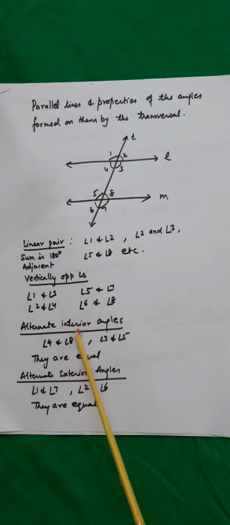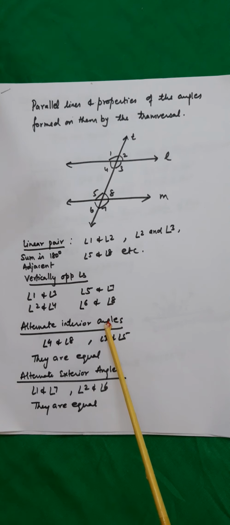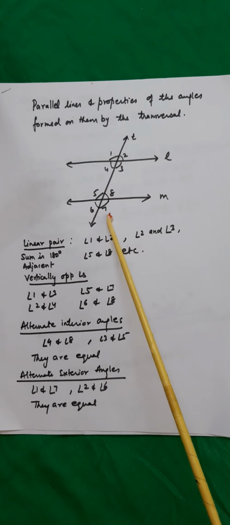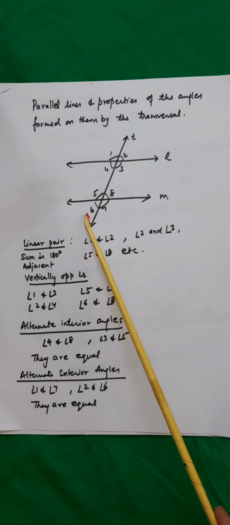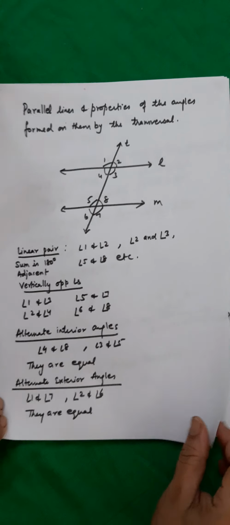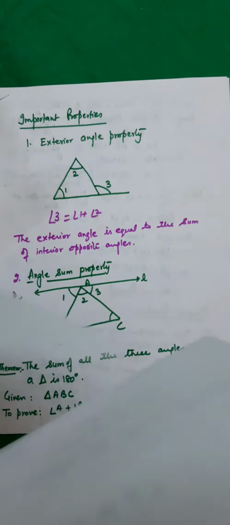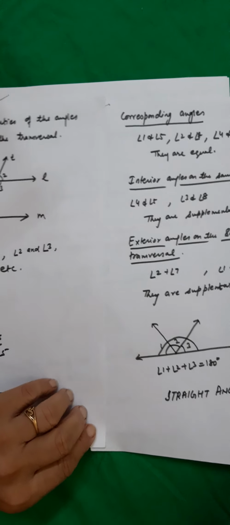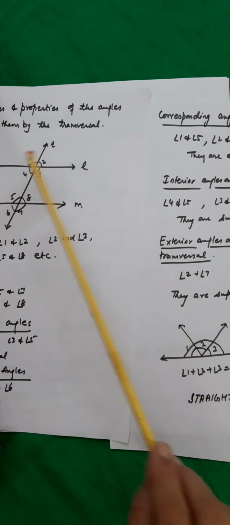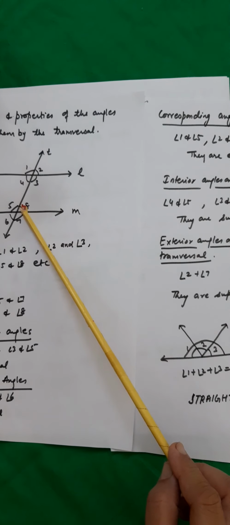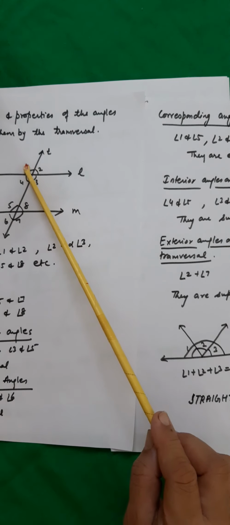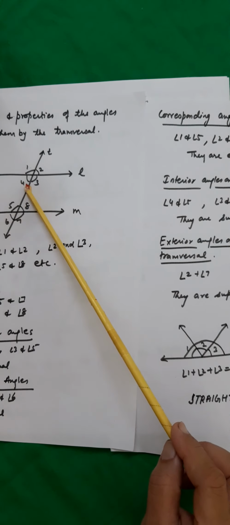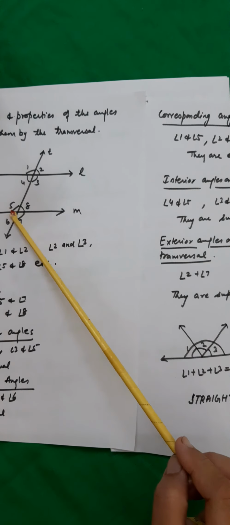Now if there exist alternate interior angles, then there must be some alternate exterior angles also. Yes, there are. Alternate exterior angles are here angle 1 and angle 7, angle 2 and angle 6. They are also equal. Now we have one more pair of angles here, that is corresponding angles. Let us see from here what are corresponding angles. The angles 2 and 8, they are called corresponding angles. Angle 1 and angle 5, angle 3 and angle 7, angle 4 and angle 6, they are called corresponding angles.